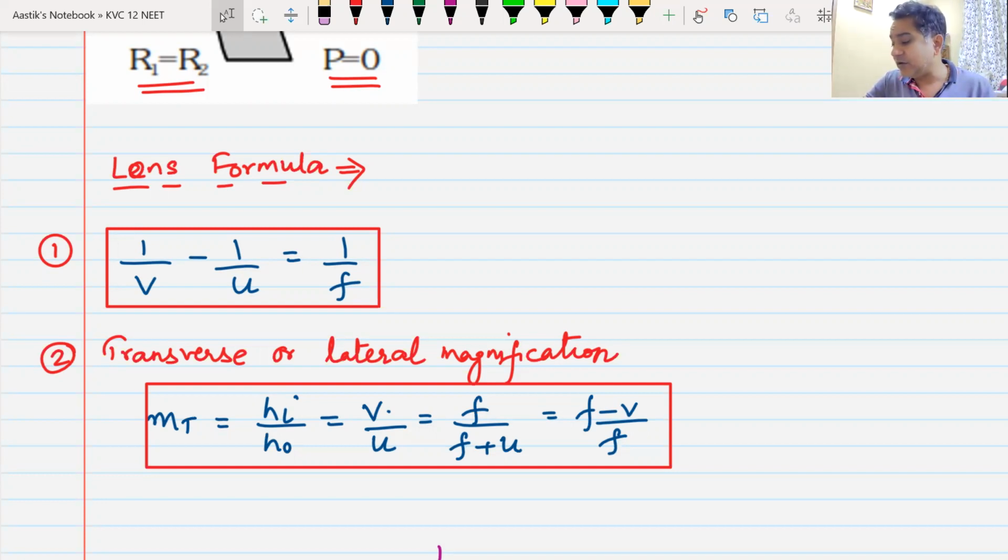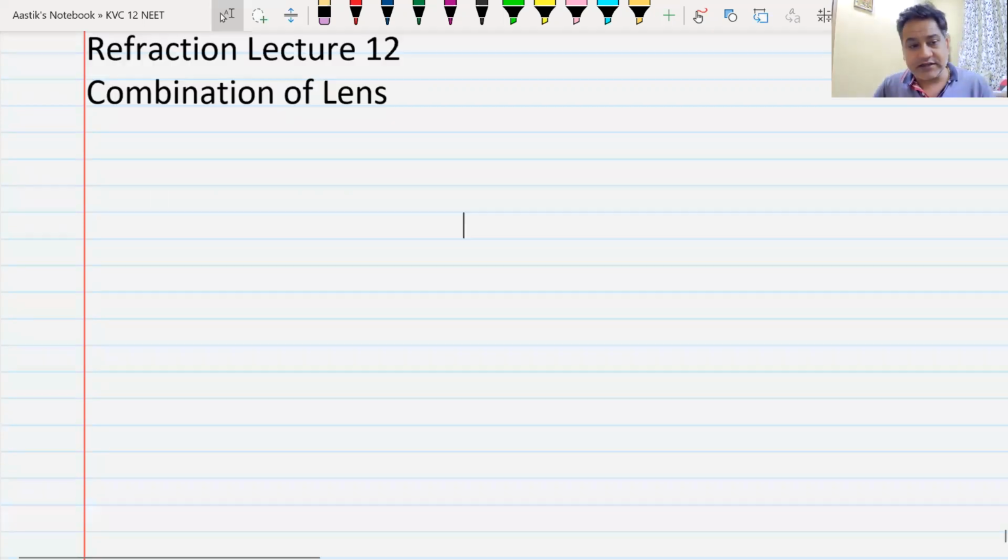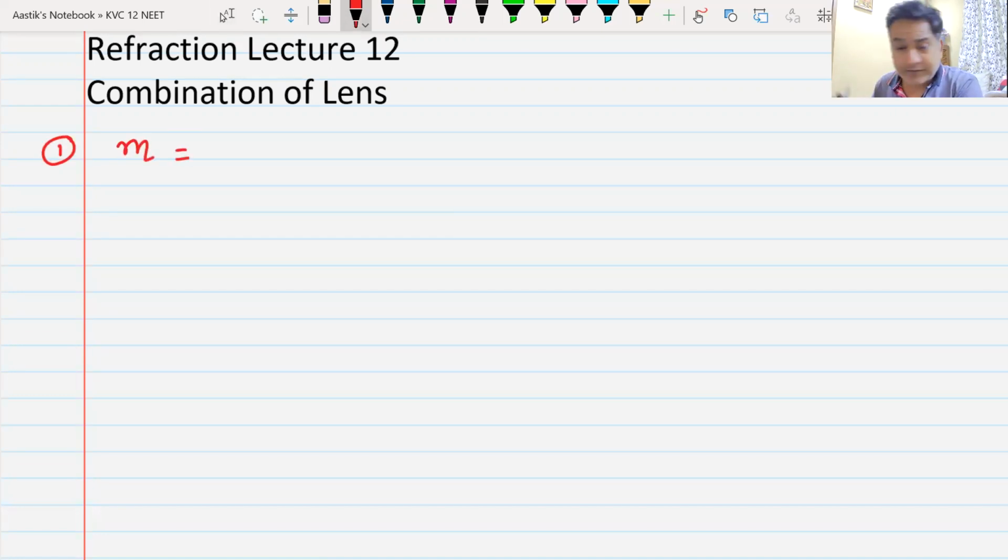Whatever is left is known as a combination of lenses or combination of lens with a mirror and so on. Now, when I say combination, it may be a combination of two lenses, of two mirrors, or of a lens and a mirror. The first thing that you must understand is the total magnification that comes from the combination. So remember, if there are a number of refractions or reflections, then the total magnification will be M1 multiplied by M2 multiplied by M3 and so on.